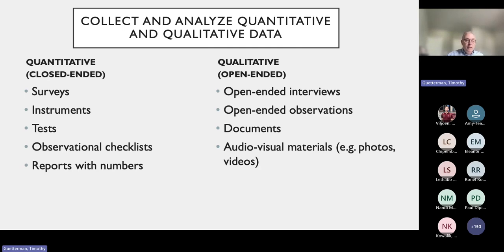And I say closed-ended because we're limited in our response options. So there's a range of potential scores that we're looking for on those tests. It could be observational checklists. So you're at a setting and you're recording instances of behavior, or you're checking yes or no whether something happened or not. So it's a very closed-ended observation, or gleaning numbers from reports.